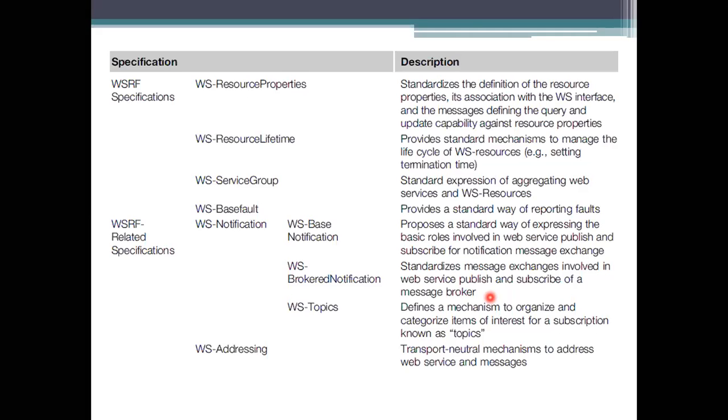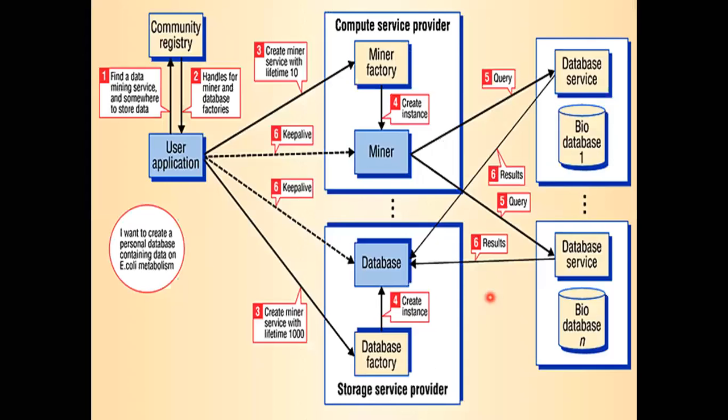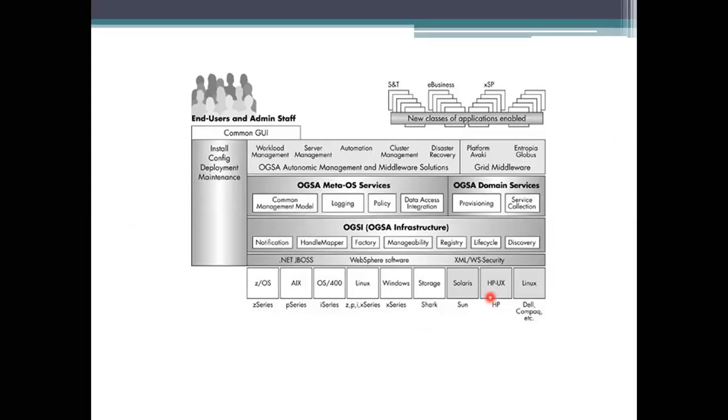Coming to the next one, web service addressing. Here the web service has to be done. So what it is doing is making the things available to us by using some mechanisms. These are the things we need to consider when we are processing. This is one of the OGSA architectures we are using now.